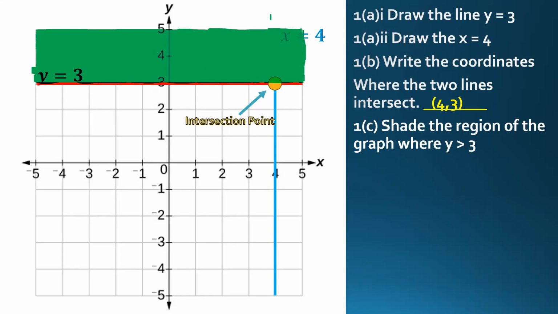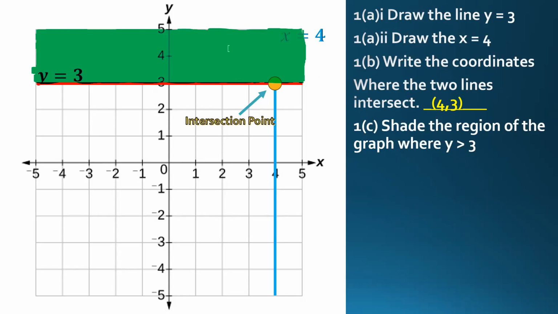Johnny, do you understand that? Do you understand what we did just now? Yes, sir. Okay, and Akiro, do you understand? Yes, sir. Okay. We shaded the region that are greater than 3. Angel, do you understand that? Yes, sir. Okay.